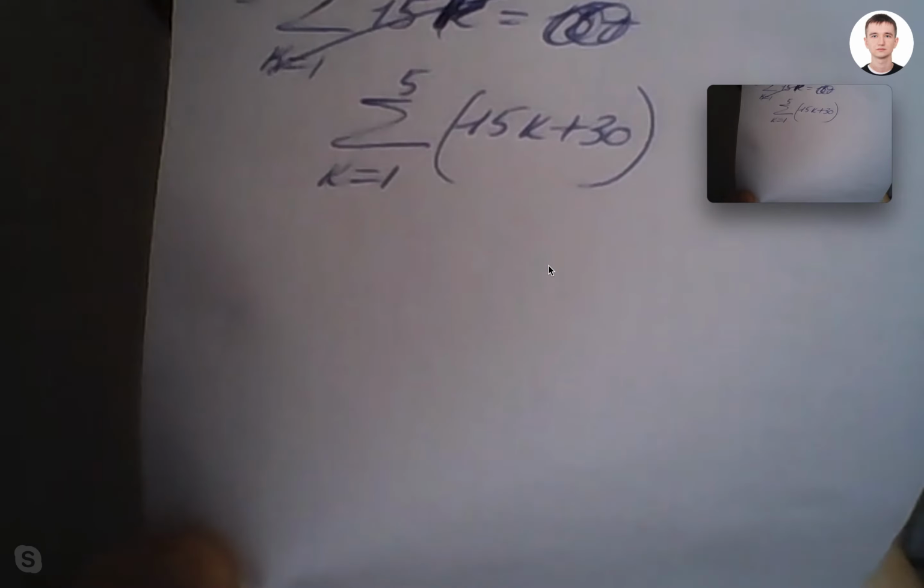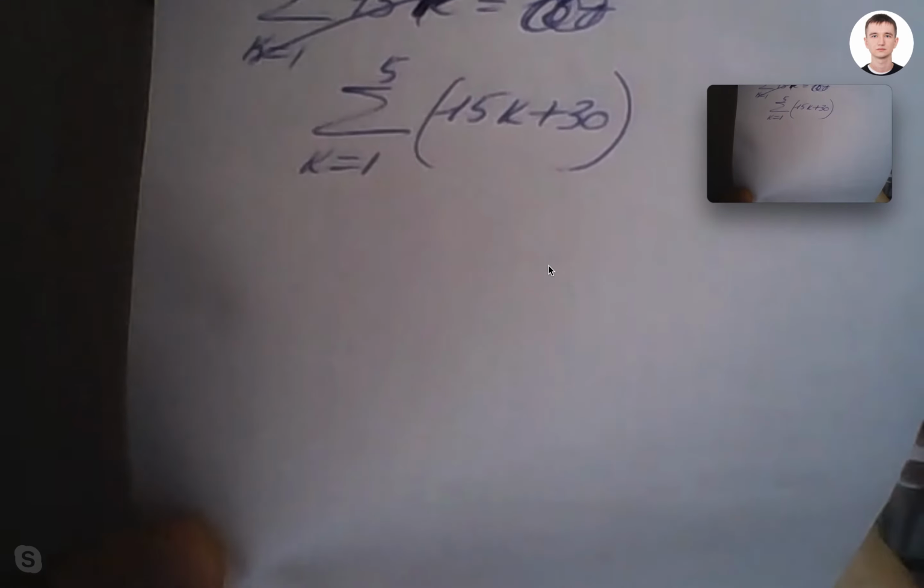So the first term is 15, and then, oh no, that's wrong. The formula doesn't work. 15k plus 30, yes, 30 was the second term. Let's check this formula, 15k plus 30.